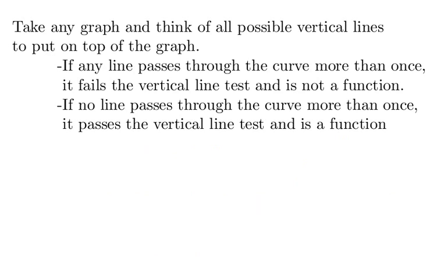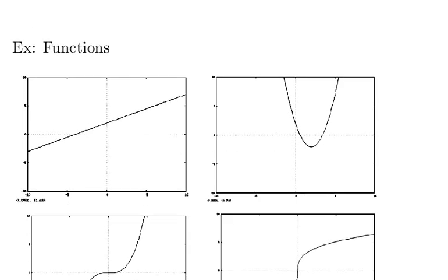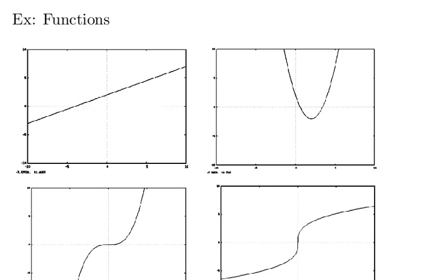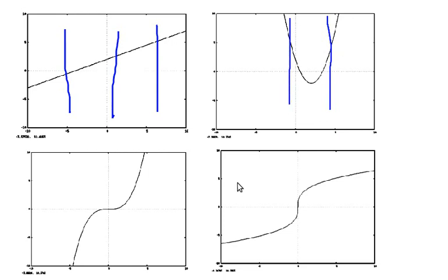Here's some examples of some functions. This didn't come out quite as clear as I had hoped it would be, but here's some functions. Let's take a look at each of these. So this is just a line. No matter where you put a vertical line, it's just going to pass through once. Those aren't very straight lines, but you get the idea. This is a parabola, so no matter where you put the vertical line, it's always going to pass through in exactly one place. The same here.